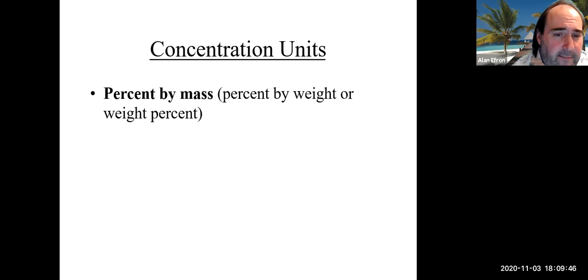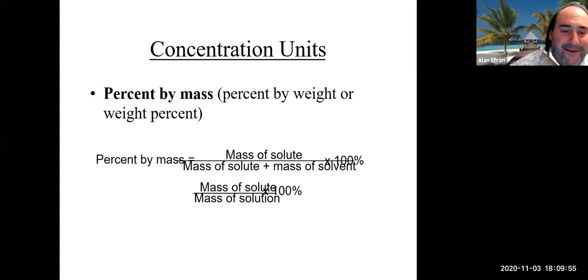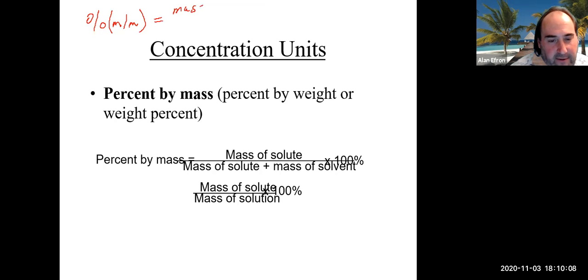So let's then talk about some other concentration units. And these are some percent units. So this first one was referred to as percent mass to mass, and is sometimes abbreviated percent M/M. It is the mass of the solute divided by the mass of the solution times 100%.